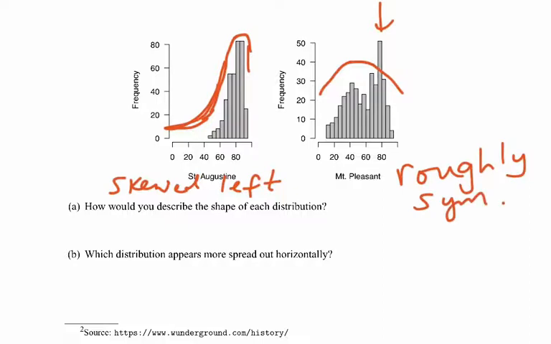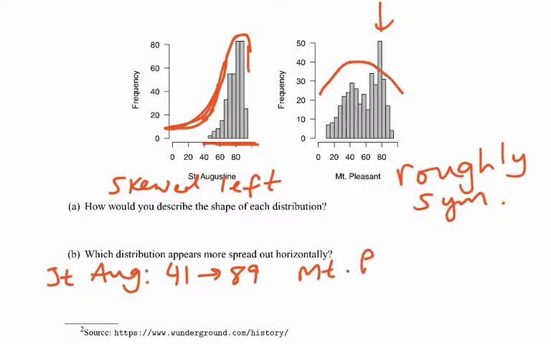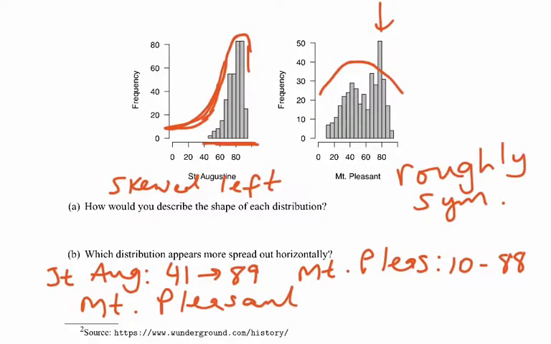Which distribution appears to have more spread horizontally? I don't know what the standard deviation is for either one right now. It's hard to compute that by hand, and I can't tell that just by looking at the histogram. But just think about looking at the range of temperatures. St. Augustine ranges, it looks to me, from a low of about 41 through a high close to 90, maybe 89. Whereas for Mount Pleasant, the temperatures drop a lot further, down to about 10 degrees until maybe about 88 degrees. Just looking at the ranges that way, which one would you say has a larger spread? I would say it's Mount Pleasant. So Mount Pleasant has a larger spread horizontally.